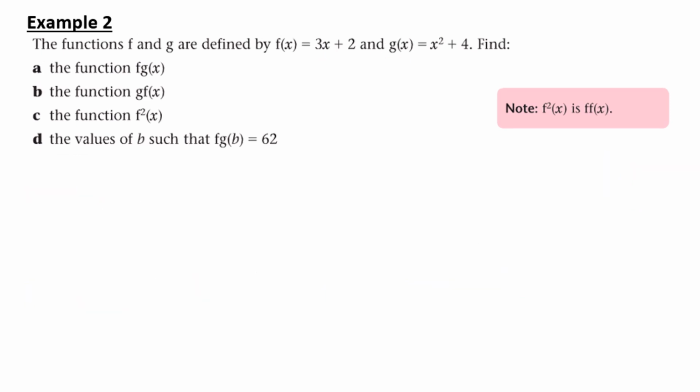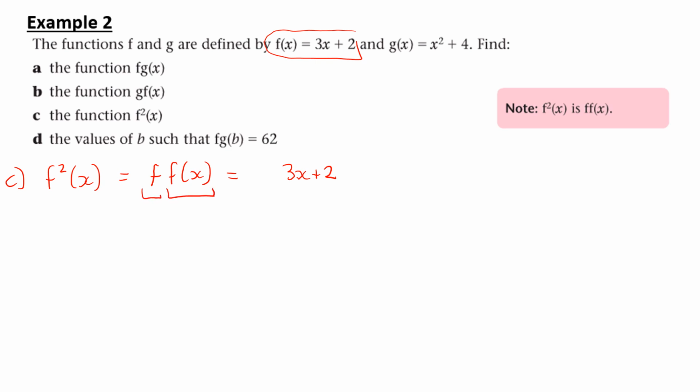So moving on then to part C. Part C asks us to find the function f squared of x. So what this means is that we need to perform f of x, and then we need to perform f again. So f squared is like an f and then another f. So looking back to the question, f of x was 3x add 2. So if I just write that straight down, I've performed one of the f of x's. That's the first f of x done.